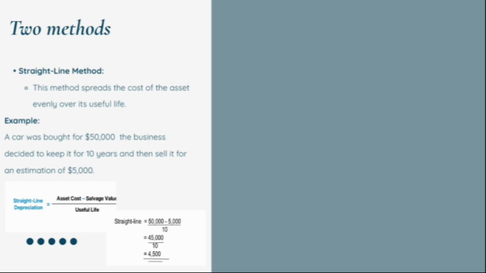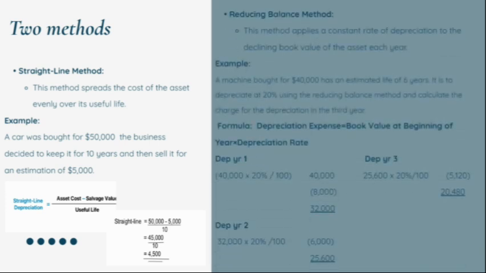In depreciation, we also have another method which is called the reducing balance method. This method applies a constant rate of depreciation to the declining book value of the asset each year. An example of this is a machine bought for 40,000 has an estimated life of 6 years. It is to depreciate at 20% using the reducing balance method, and calculate the charge of depreciation in the third year.